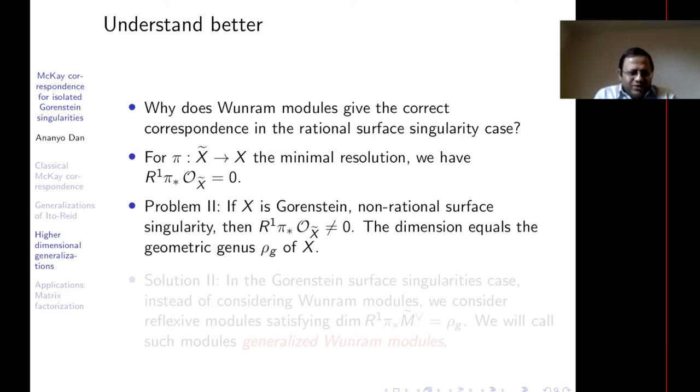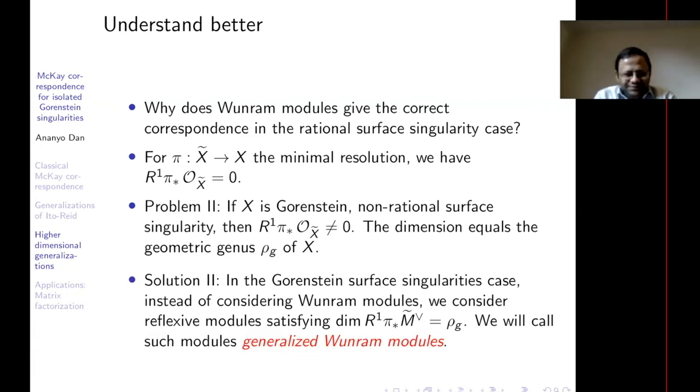Now you get into trouble if you are a Gorenstein non-rational surface singularity, where your higher direct image does not vanish. This is extremely common. In fact, the dimension of this R1 pi lower star of O X tilde is called the geometric genus of X. So what you do in this case is you want to use a similar philosophy. In Wundram's case, he restricted to the assumption where the R1 pi lower star of the structure sheaf vanishes. Now you cannot guarantee that the R1 pi lower star of the structure sheaf vanishes.